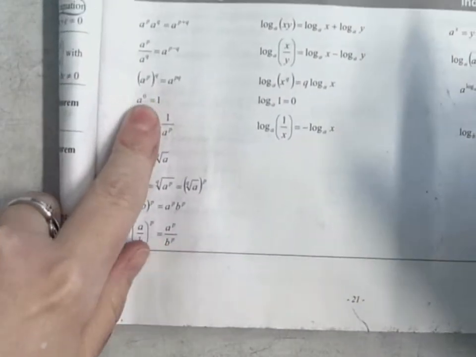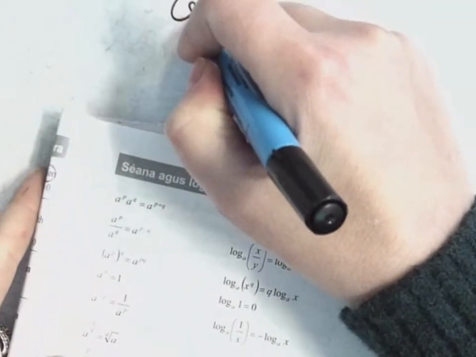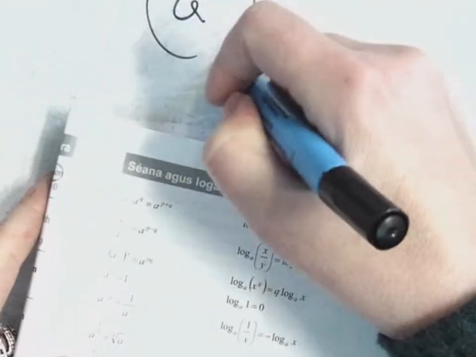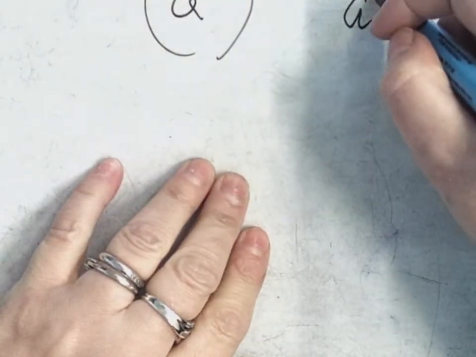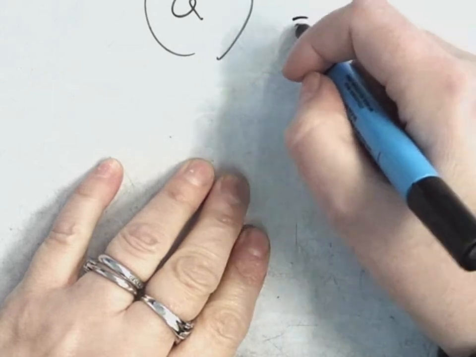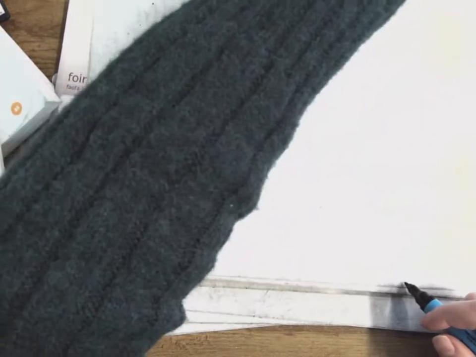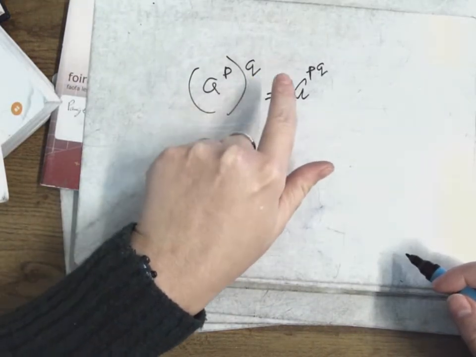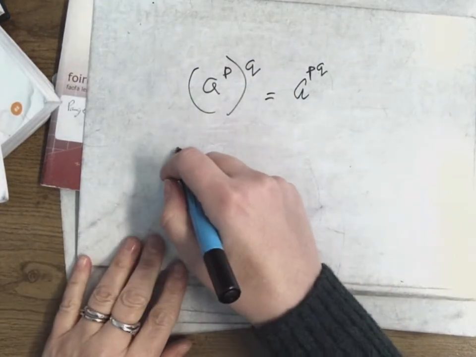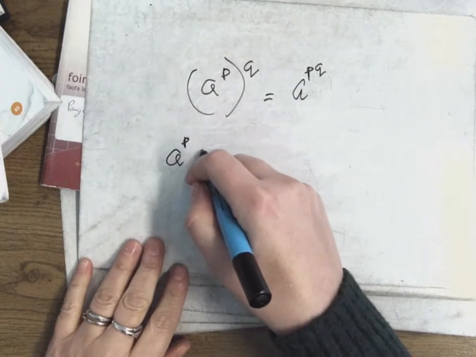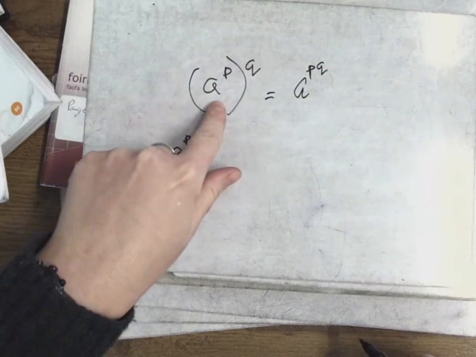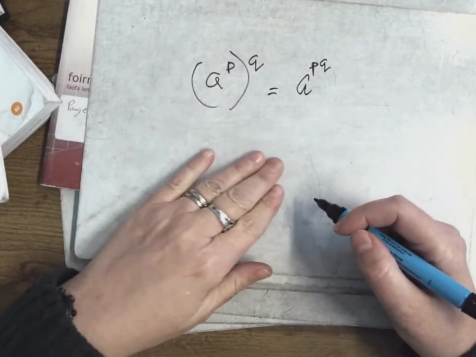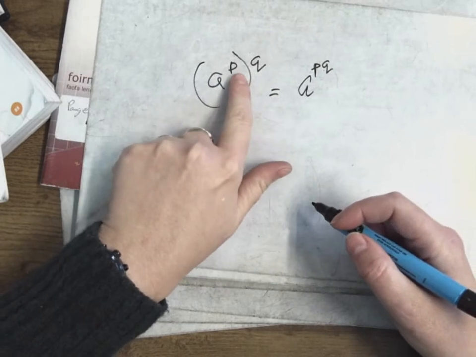Right, so rule number 3 is written, a to the power of p all to the power of q is a to the power of pq. So there's no sign between the p and the q. So when there's no sign, what do they want you to do? Multiply. So basically raising a power to a power. Now please note, this is different to a to the power of p multiplied by a to the power of q. Does everyone see that that's different to that? Right. So raising a power to a power, you multiply. So you multiply the p by the q.